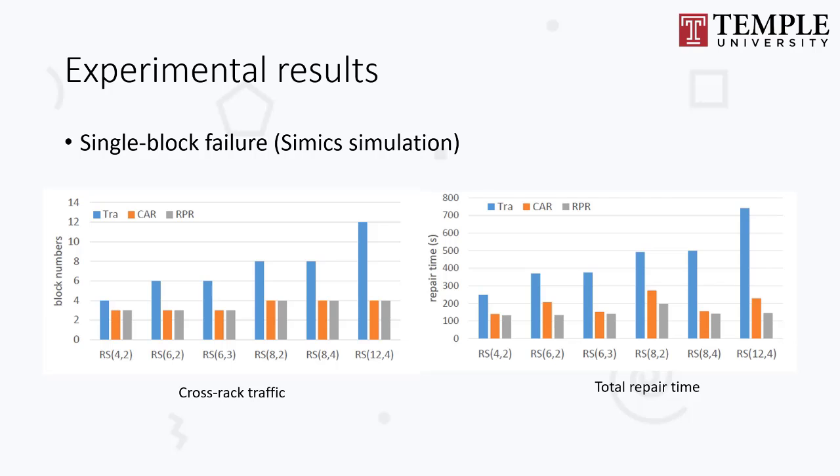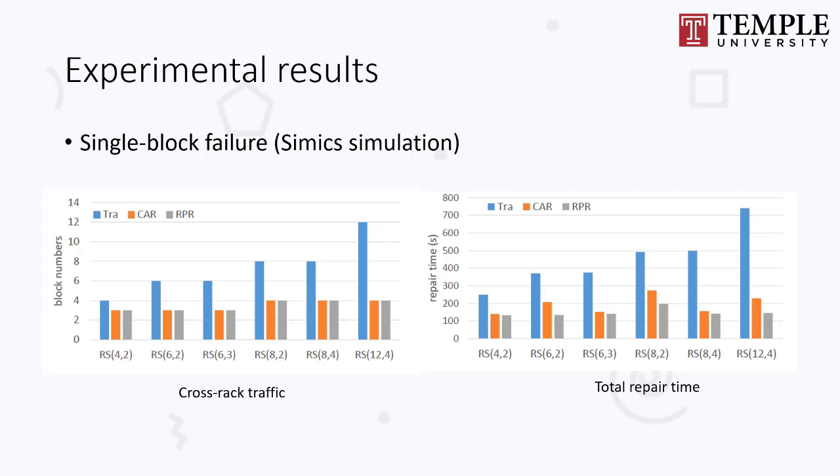We first focus on the single block failure scenario, in which a random data block in the encoded stripe is assumed to have failed. In this part, we compare the repair performance in two aspects, the cross-rack traffic and the total repair time. The comparisons are conducted among RPR, traditional repair, and CAR, which, to our knowledge, is the state-of-the-art cross-rack single-failure repair scheme. The left subfigure shows that both RPR and CAR can reduce the cross-rack traffic compared to the traditional repair scheme. The right subfigure shows the total repair time difference among the three repair schemes.